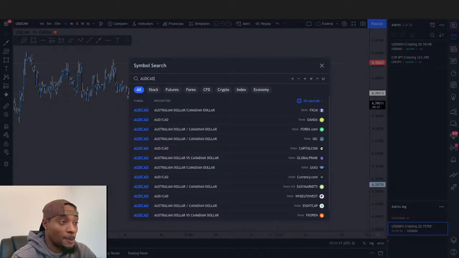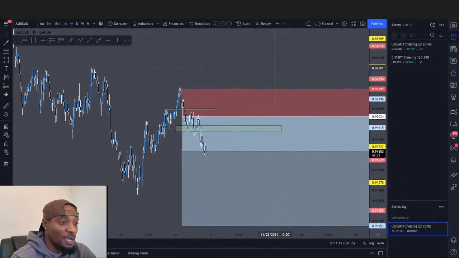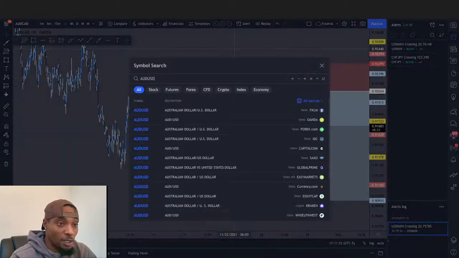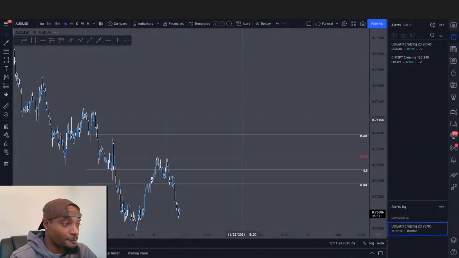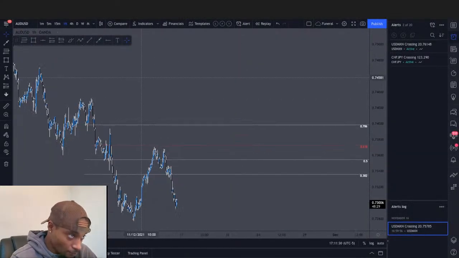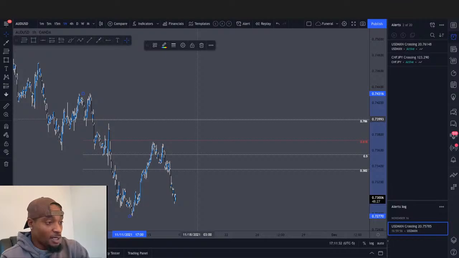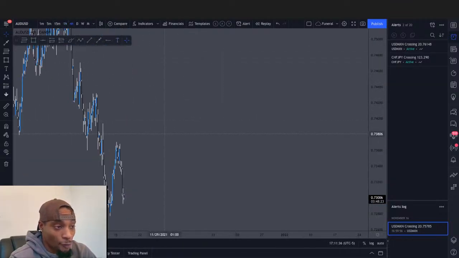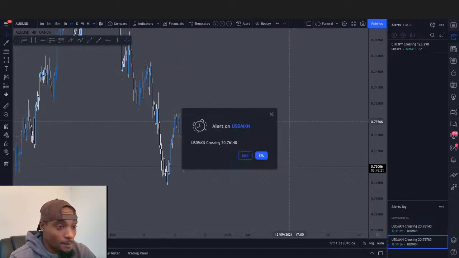I got AUD CAD making moves to the downside, breaking structure to the downside. I'm kind of mad because we're looking at AUD USD as well. So that would have been nice, but it's kind of risky to take.